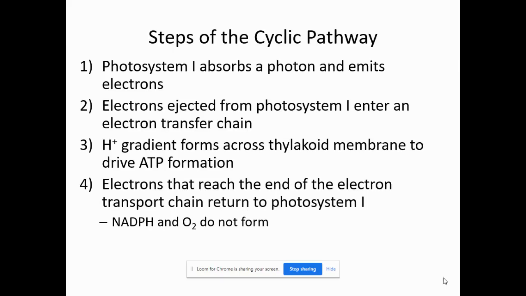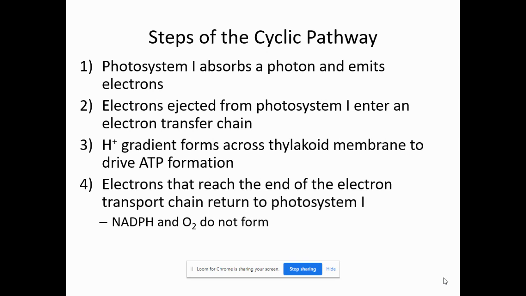All right, so we talked about the non-cyclic pathway, which is the more widely used. But there are times when a photosynthetic organism may switch to a cyclic pathway, so we need to talk about that. In the cyclic pathway, only photosystem 1 is used, not photosystem 2.